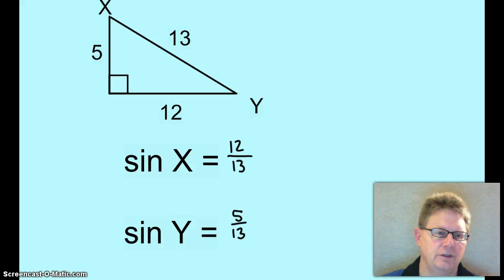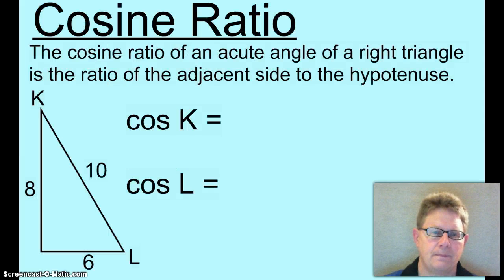The next ratio that we are going to talk about is the cosine ratio. Here it comes. Go ahead and copy the definition down as well as the triangle, and then we'll talk about what it means to be the adjacent side. Go ahead and copy down.